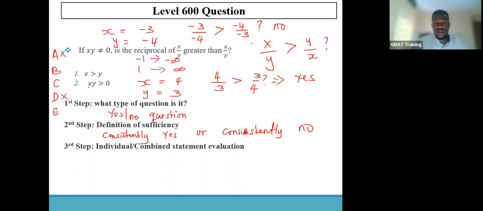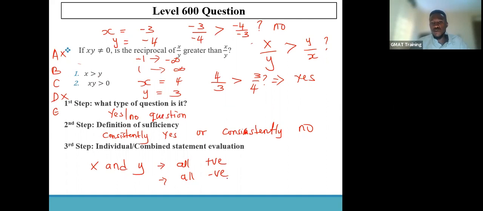Then moving on to the second statement, it states that the product of X and Y is greater than 0. This means that X and Y can either be all positive or all negative. This is the only situation where the product would always yield a value that is greater than 0, a value that is always positive. This is the only case where we would have this product being greater than 0.